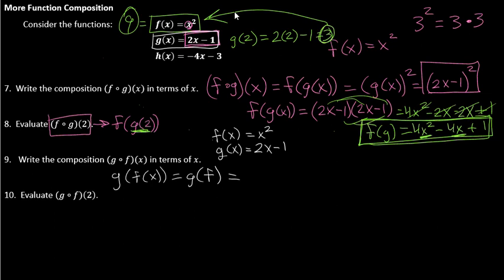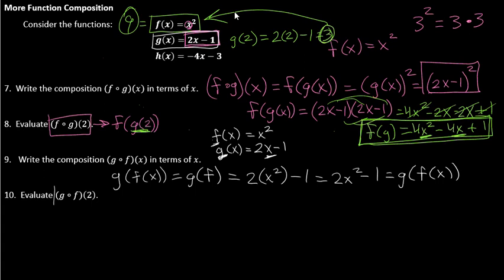So if I'm saying g of f, I'm going to plug in f for every instance of x in g. So I'm going to have 2 times, instead of x, it's going to be x squared. And there's no other instance of x, so that's it, I'm done. So my answer for g of f of x is simply 2x squared minus 1. And that is my g of f of x.